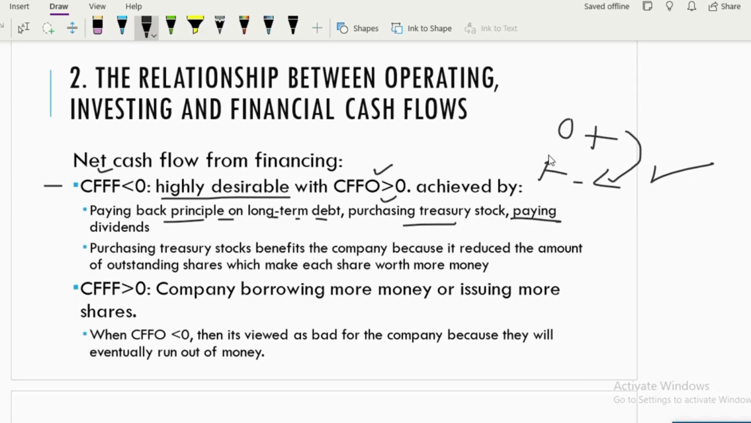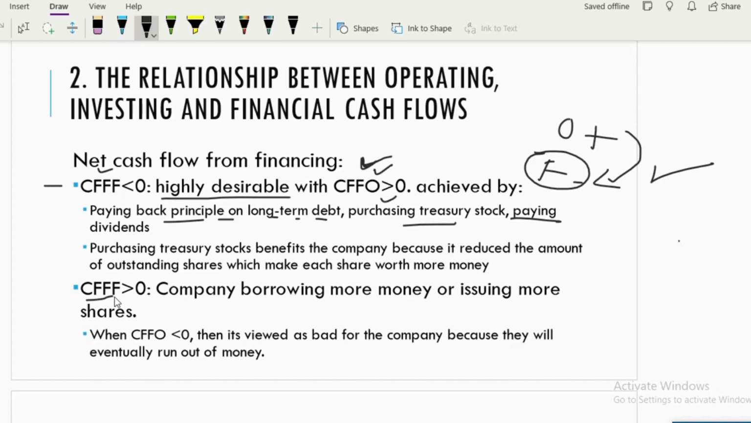All these things decrease your financing activity answer, or use the cash in the financing activity. It's a good indication because your operations are generating the money and you are removing your liabilities. When you purchase the treasury stock, it benefits the company. Why? Because the number of shares in the market will decrease and your ratios will improve.